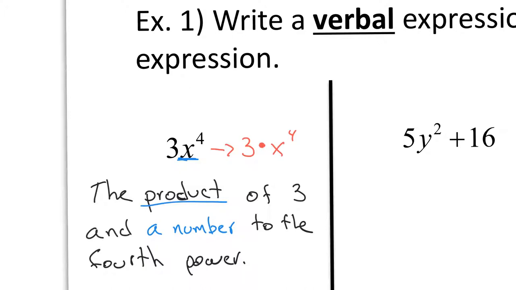Another way you can write this down, I'm not going to write it here on the video, but I'm just going to say it. You can say multiply 3 by a number to the 4th power. So instead of using the product, you can say multiply 3, that's the actual number that we have, by a number to the 4th power. There are different ways, but I'm just going to show you one. And when you write the sentence, as long as it makes sense and it represents that algebraic expression, you should be good for your answers.